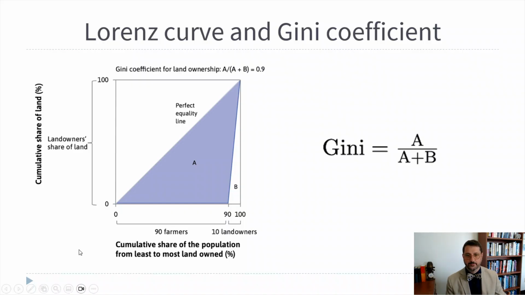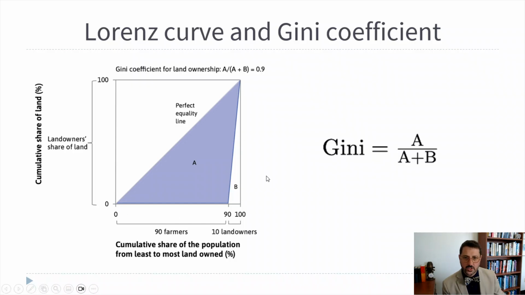And then we'll do a slightly more complicated example, but still pretty easy, calculating the Gini coefficient. So we're going to divide up our graph into 2 areas. The first area, which we'll call A, is the area between the Lorenz curve and the line of perfect equality. So in this case, it's very big, right? It's almost all of this bottom triangle.